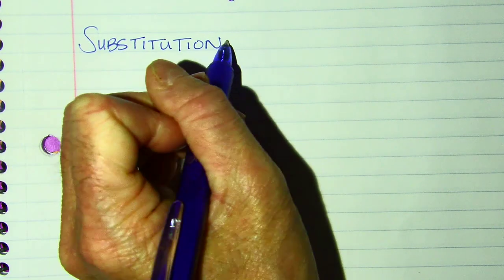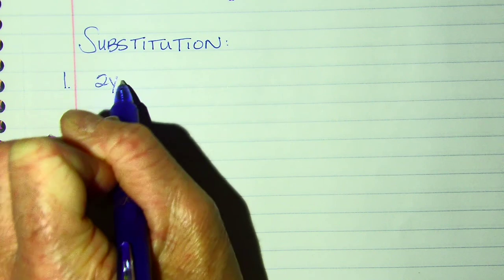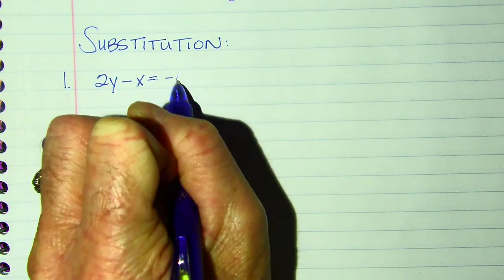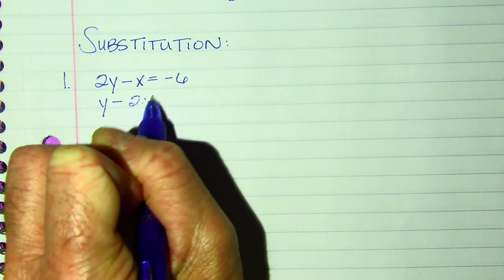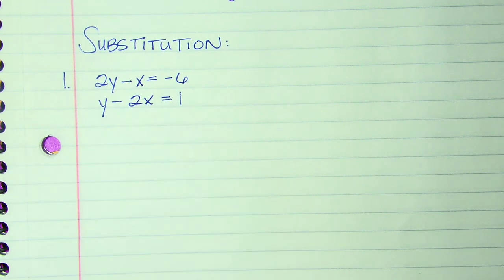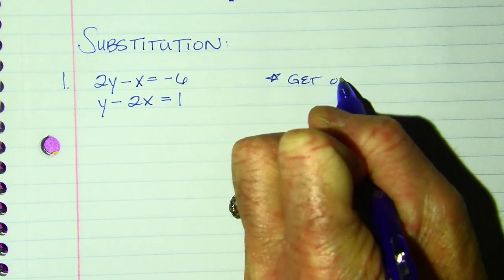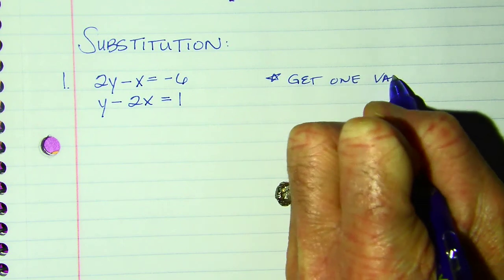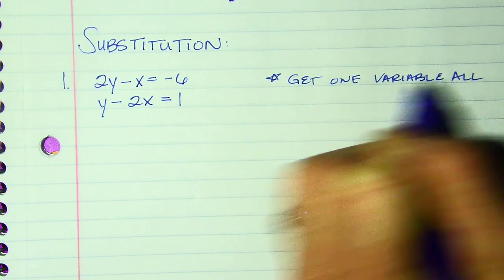So here we are going to solve these systems using substitution. 2y minus x equals negative 6, and y minus 2x equals 1. Now, substitution means that I'm going to substitute the value of one equation into the other. And the easiest way to do this is to get one variable all by itself.